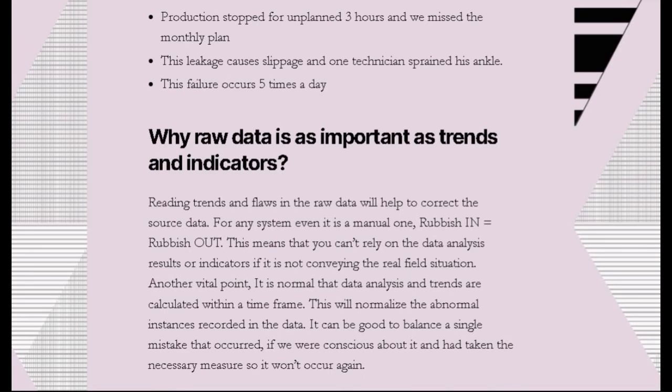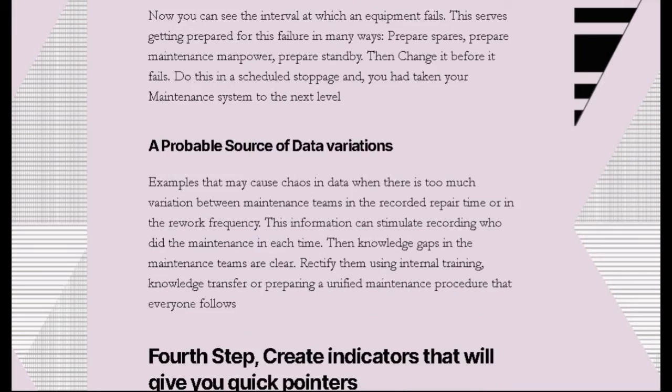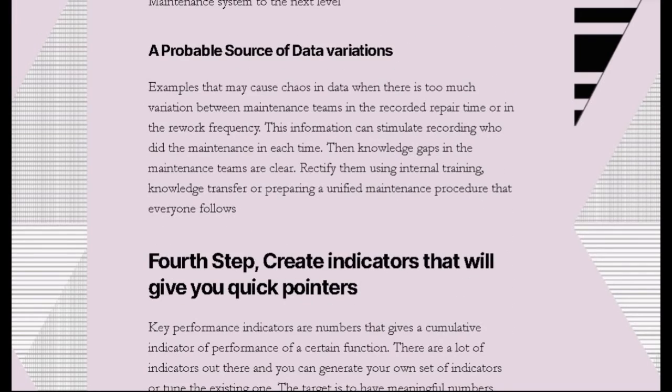Okay, there's another probable source of data variations, which is the variation between my teams. So if I have a morning team, repair team, shift team, and so on, and the time differs between these teams, this means that my skills are not distributed among the teams, and then I need to make some internal training or data flow and so on.